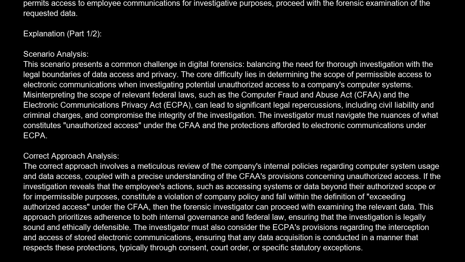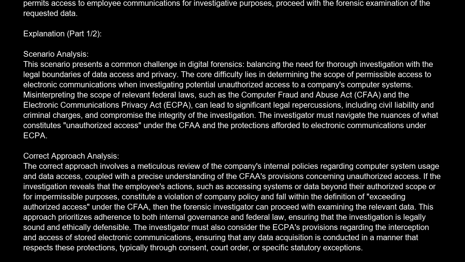The correct answer is B. Obtain a court order or subpoena for the employee's email and network activity logs, and if company policy explicitly permits access to employee communications for investigative purposes, proceed with the forensic examination of the requested data.